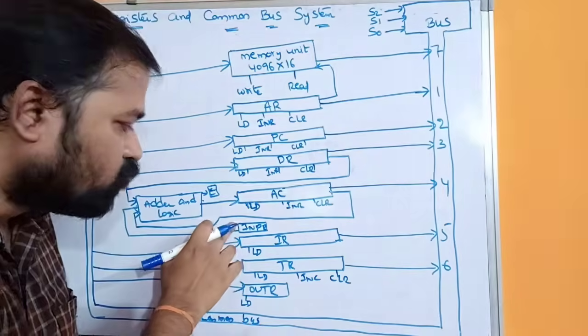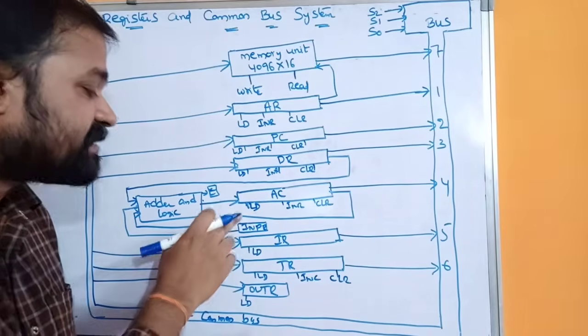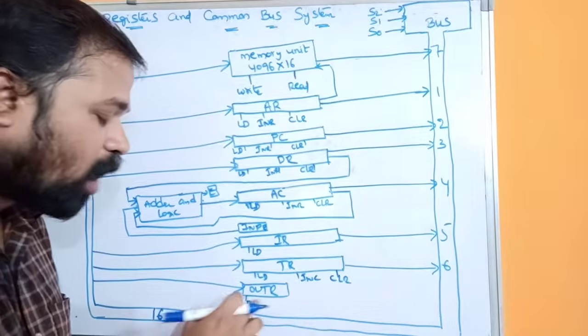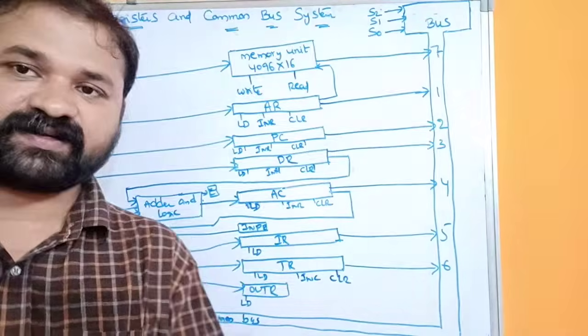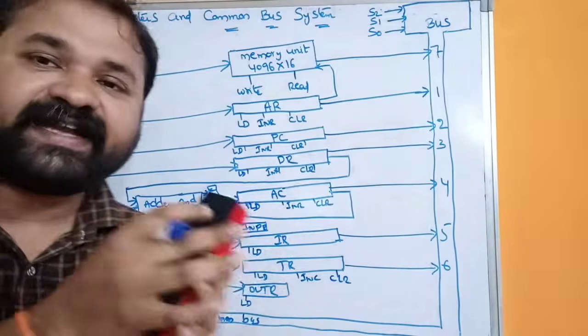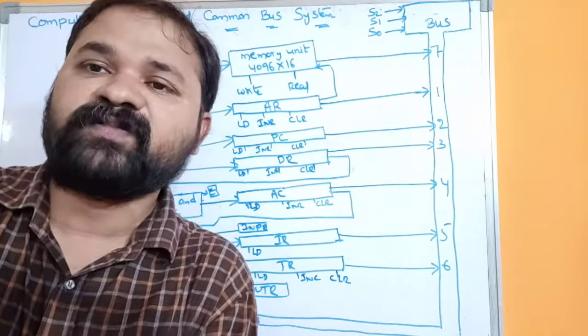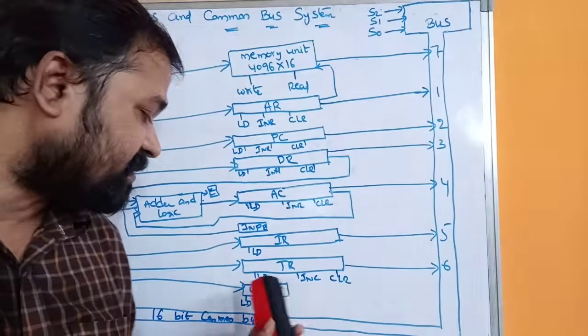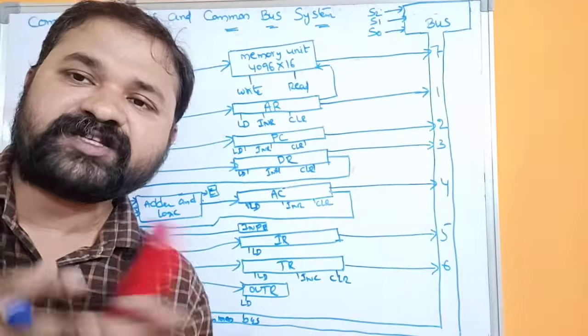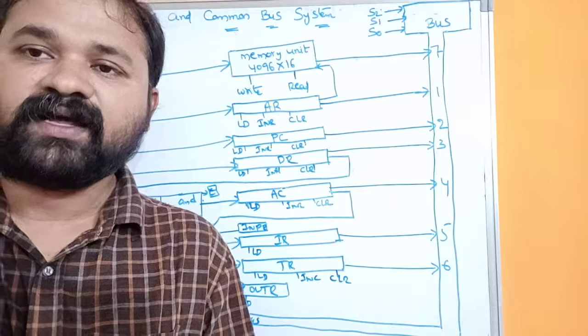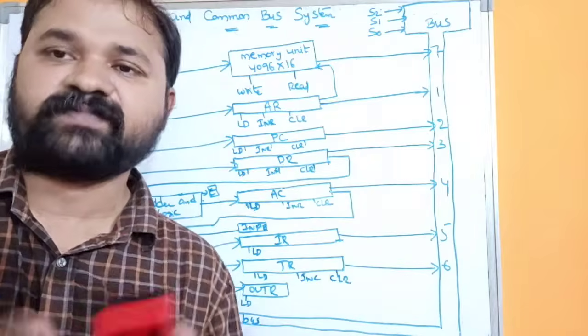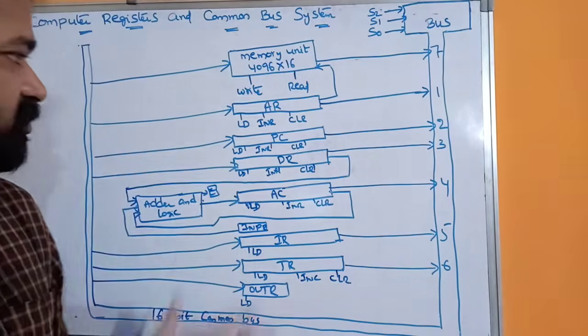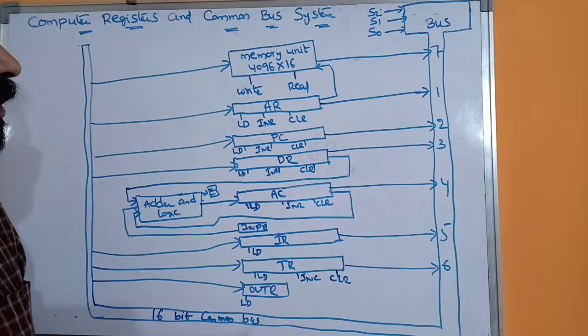Next we have 2 more registers. INPR stands for input register. OUTR stands for output register. The input register contains input data that it receives from the input device, whereas the output register contains output data that it receives from some output devices. So these are the registers that we have.